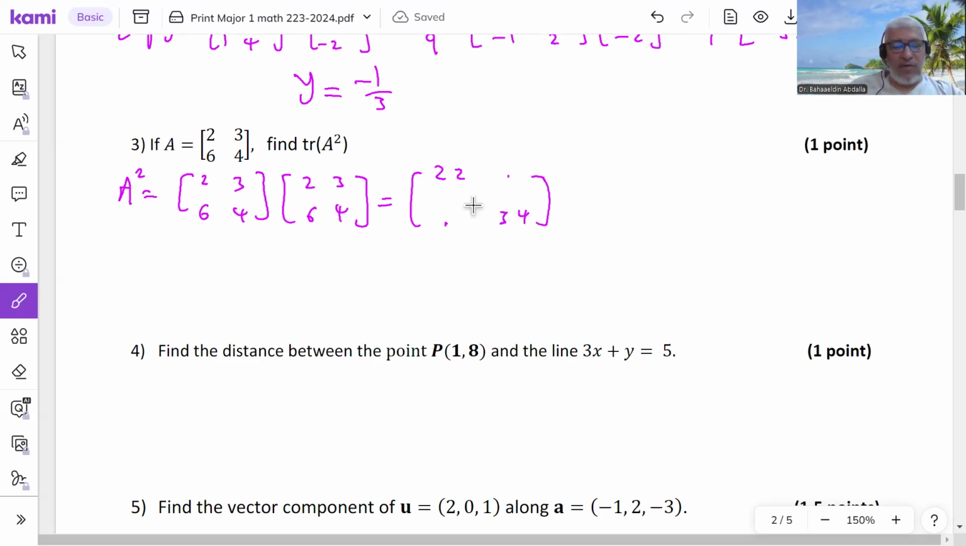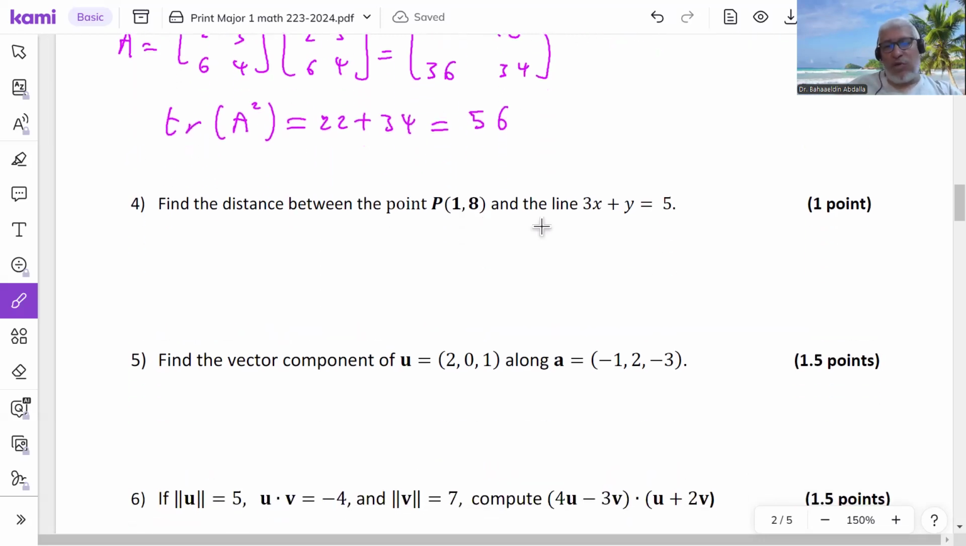34. If you want to find the other answers and write here 18 and 36, that's okay. The trace of A square is 22 plus 34. This is the definition of the trace, so it is 56.